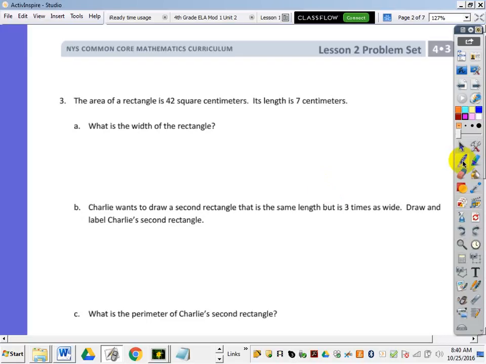So 42, what times what would be 42? I'm just curious to start off with, if you can find some answers. Yes, Jackson. 7 and 6. Is there anything else that makes 42 on there? 6 and 7, right? Yeah, that's it. There are only two numbers that make 42. So the length and the width can only be 7 and 6.